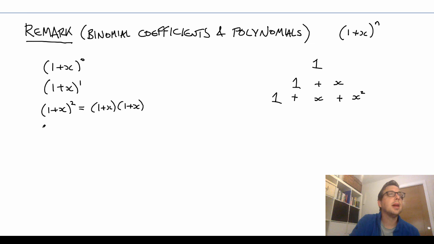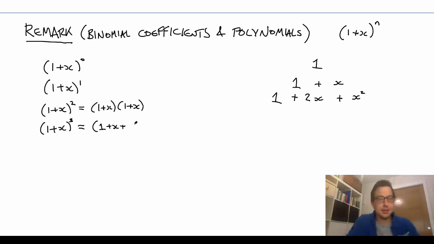Okay, then let's do 1 plus x cubed. I can think of that as being 1 plus x squared times 1 plus x. So 1 plus x squared is 1 plus 2x plus x squared, times 1 plus x.